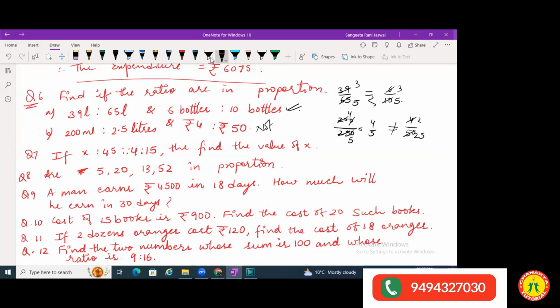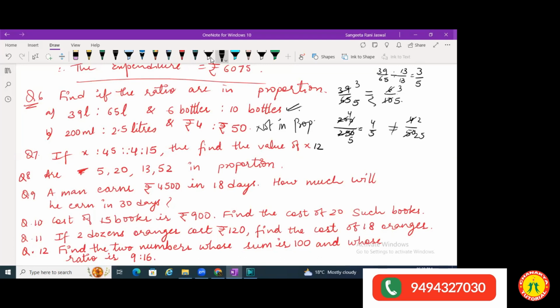Ma'am, from which digit did you divide? Which number? 39 by 65. I divided it by 13, because these both come in the table of 13, no? Yes, ma'am. 13 threes are 39, 13 fives are 65. Okay, and what about this? Ma'am, X is 12. Yes, Ashwath, are you getting 12? Ma'am, I also got 12.